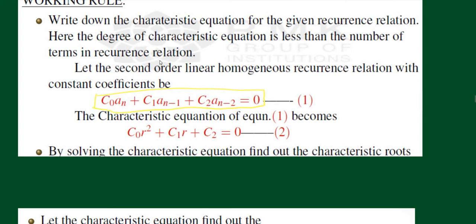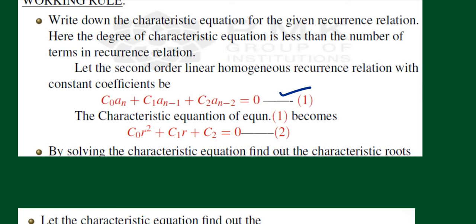For this recurrence relation you have to find the characteristic equation. How to find the characteristic equation is somewhat simple, it is not difficult. Before finding the characteristic equation, you have to find the degree of this equation. So I am finding the degree of the equation. The degree of the equation is somewhat simple.